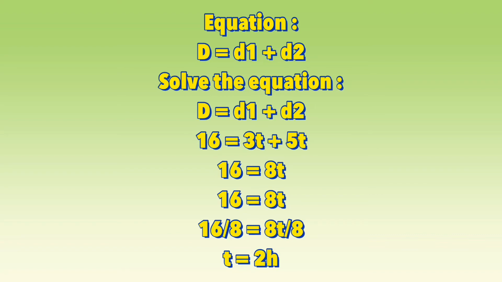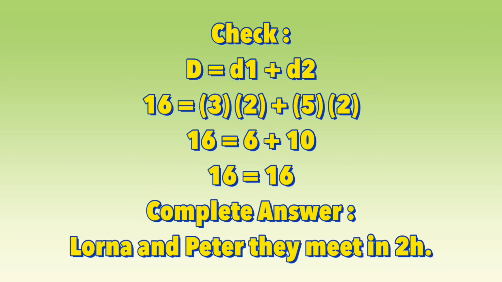And now we're going to divide both sides by 8. So 16 divided by 8 equals 2, and 8T divided by 8 equals T. So our time equals 2 hours. So we are going to check: D equals D1 plus D2. 16 equals 3 times 2 plus 5 times 2. 3 times 2 equals 6, 5 times 2 is 10. So 16 equals 16, and so the equation is balanced. So therefore our answer is correct. Our complete answer: Lorna and Peter meet in 2 hours.